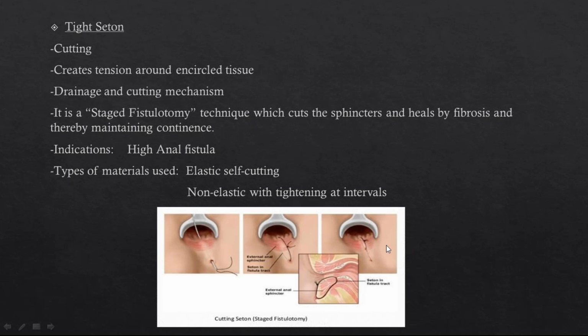Okay, here also it is a sphincter preserving surgery, and there will be no incontinence mechanism. That is the theory behind the cutting seton. I hope you have understood. Time is not there, but just remember for your level what is loose seton and what is tight seton, the difference between loose seton and tight seton.